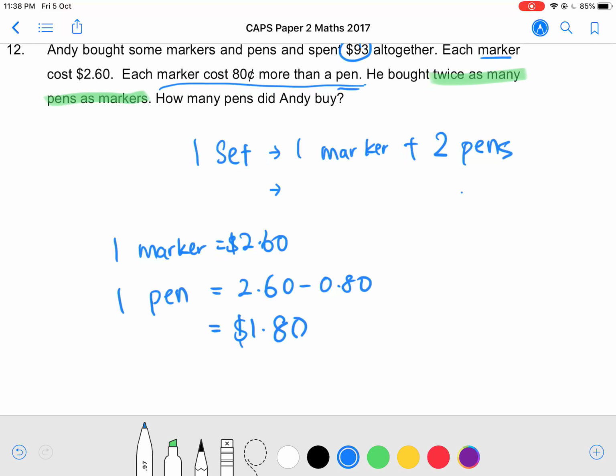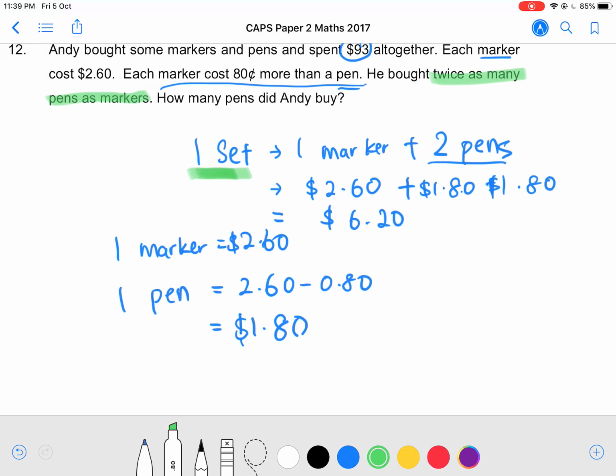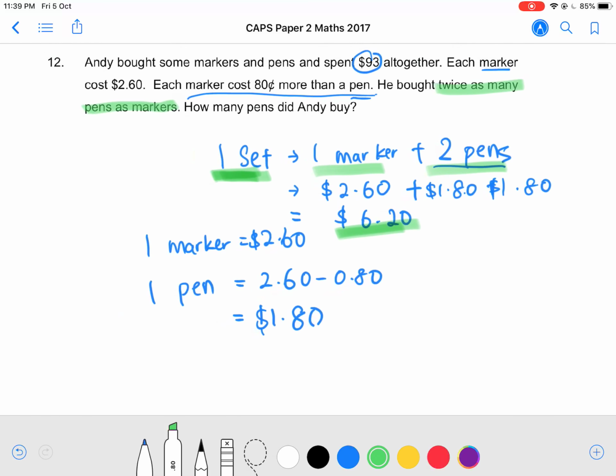Alright, so let's go on to find out how much is in one set. So one set is made up of $2.60, one marker, and two pens. Two pens would be 180 plus 180. That's two pens. Okay, so one set has a total of $6.20. Alright, so let me highlight the important info. One set is made up of one marker, two pens, total $6.20.